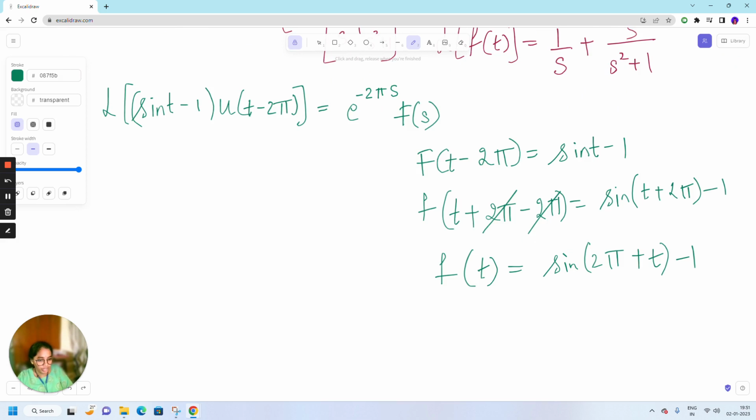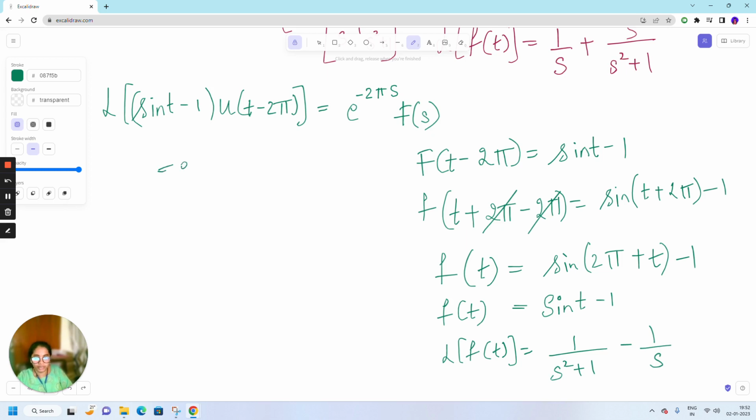In the first quadrant, every trigonometric ratio is positive and nothing changes. So I would get sine t minus 1. This is our f of t. What is Laplace of f of t now? Laplace of f of t is 1 divided by s square plus 1 minus 1 divided by s.